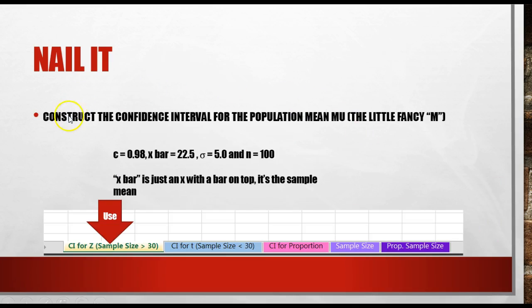Let's look at another one. Construct the confidence interval for the population mean mu. The confidence is 98%. X bar is 22.5. Sigma is 5.0. And N equals 100. It's bigger than 30. So we're going to use this first one, CI for Z, because the sample size is greater than 30.